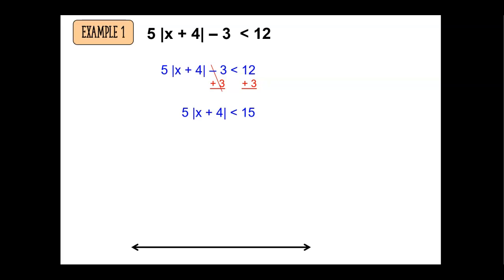Now, what do I do next? So 12 plus 3 is 15. Next step. What do I need to get rid of next? The 5 coefficients got to go. So we get rid of it by dividing because a coefficient is multiplying. The opposite is to divide. 15 divided by 5 gives me 3.